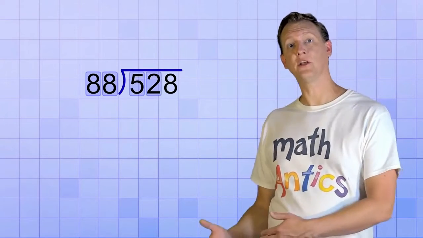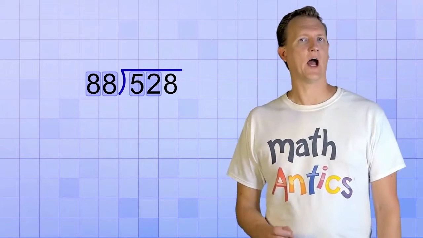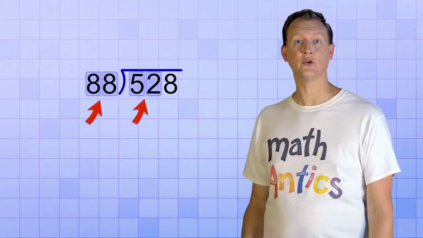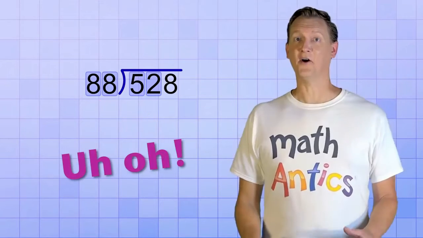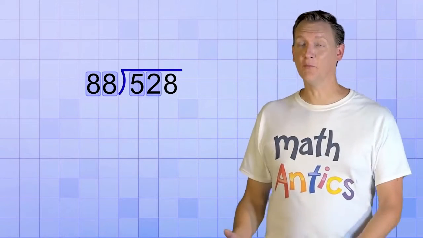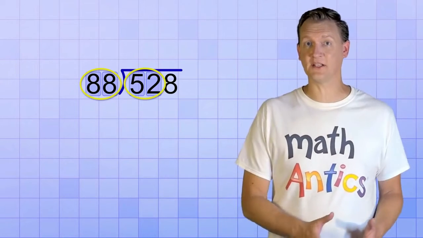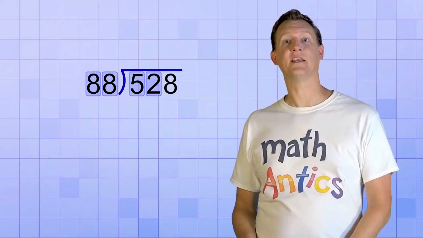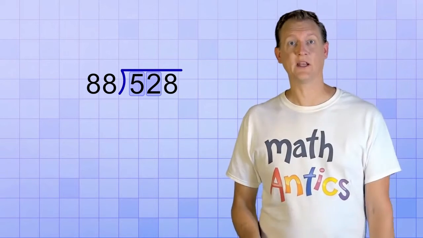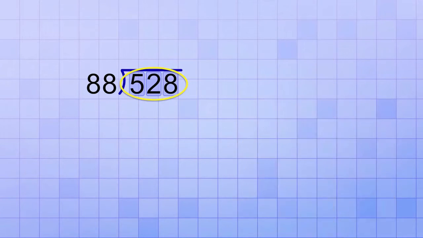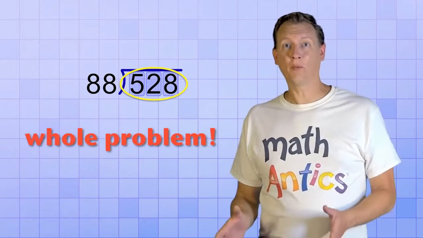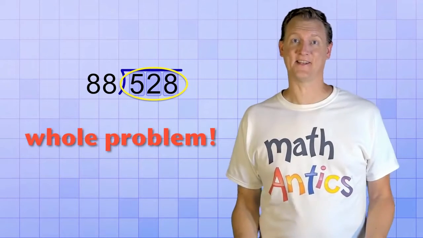We'll start with a 2-digit chunk of our dividend and ask, how many 88s will it take to make 52 or almost 52? Uh-oh, see the problem? Even though both are 2 digits, this won't work because 88 is already greater than 52. And that means we're going to have to take an even bigger chunk of this dividend. We need to group the first 3 digits together. But that's just like doing the whole problem at once without breaking it into any steps.